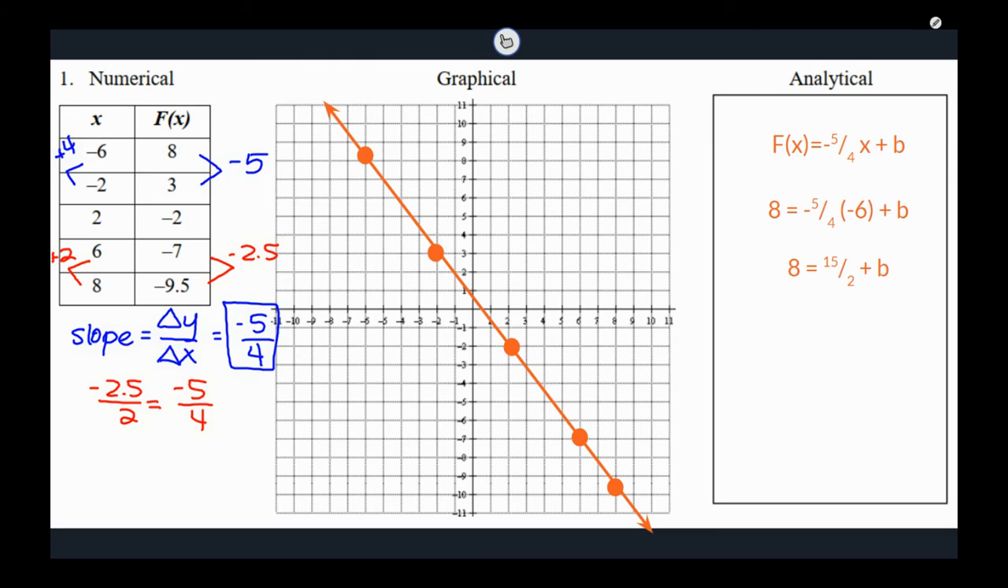When you subtract that from both sides, 8 can be rewritten as 16 over 2. 16 minus 15 is 1/2. Or you can write it as a decimal. Our y-intercept is 1/2, or 0.5. So the equation of the line is f of x equals negative 5/4 x plus 1/2.